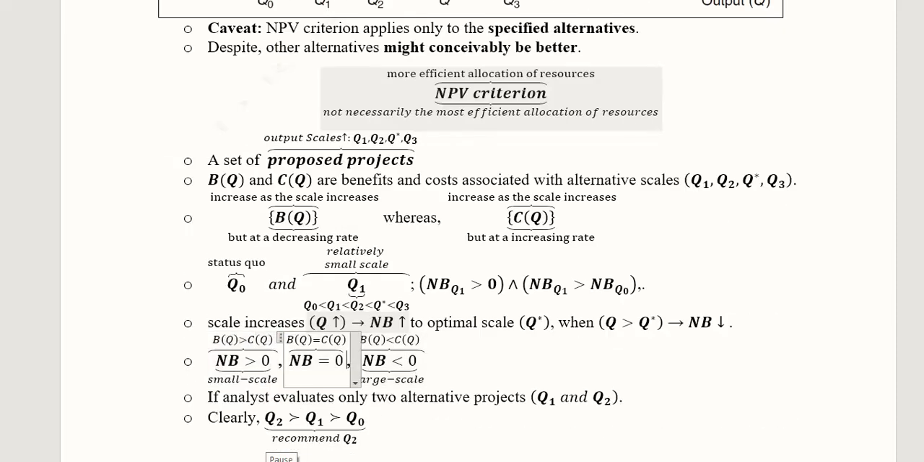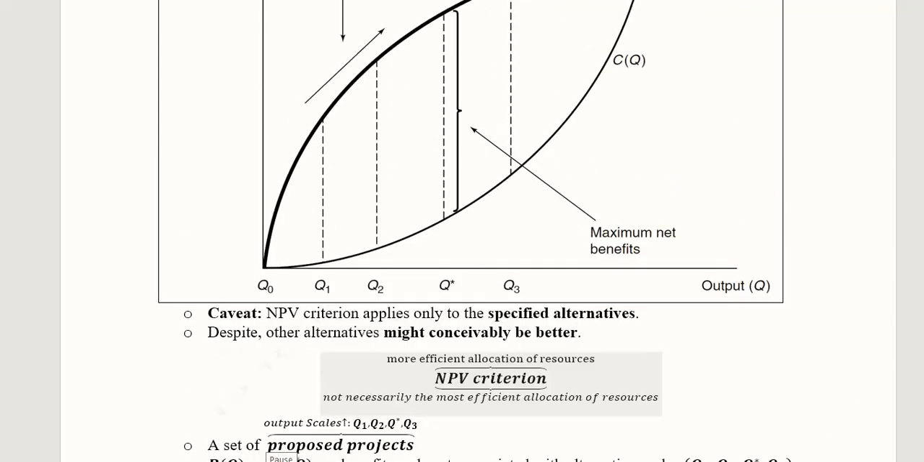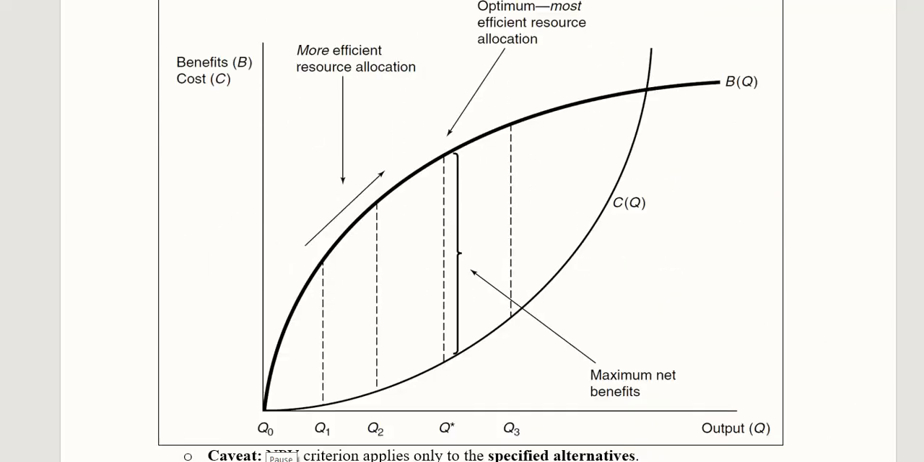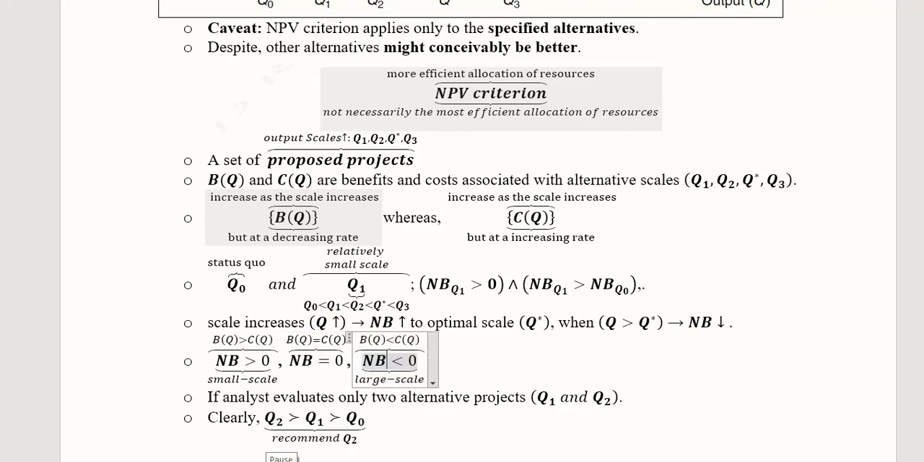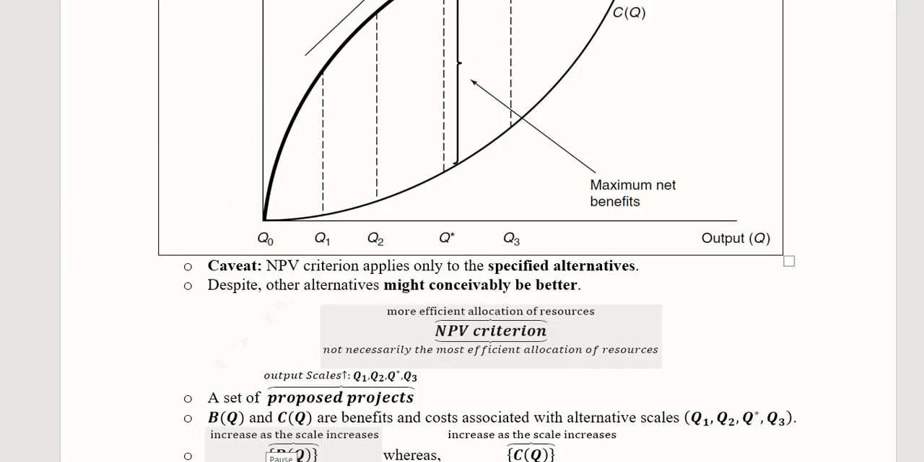Here you can see that when the net benefits are 0, BQ and CQ are equal. It happens at 2 points: at this point the net benefits are 0, and at this point again the net benefits are 0. The net benefits are less than 0 once we enter into the large scale dimension after crossing the optimum scale of Q asterisk.